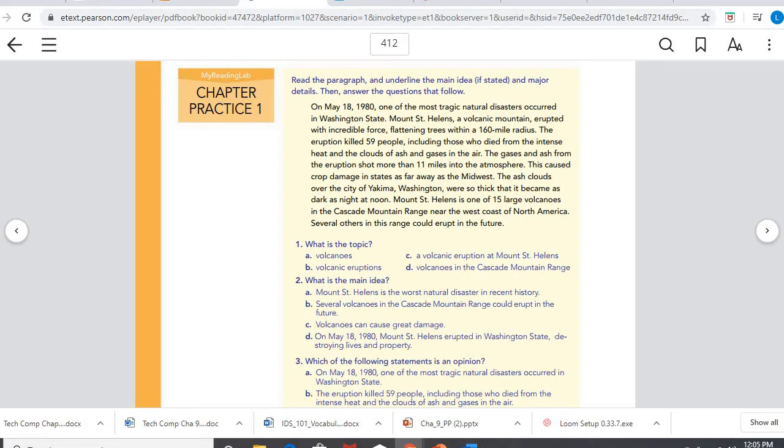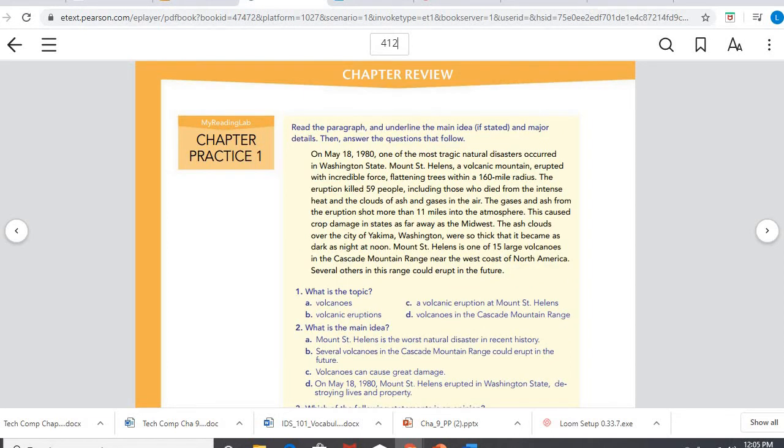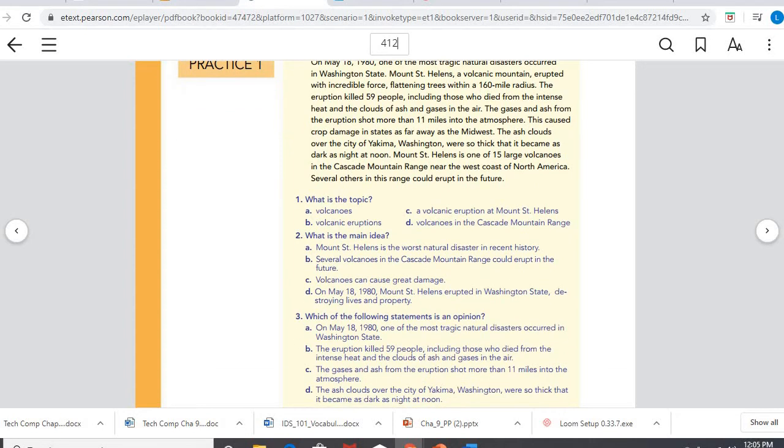Several others in this range could erupt in the future. Okay, so as we read, hopefully you could tell that the topic is Mount St. Helens, specifically the eruption at Mount St. Helens. So that's our topic. What is the main idea?